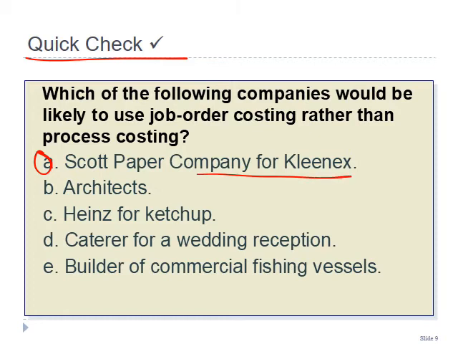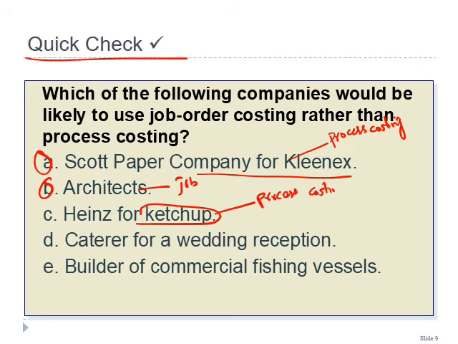it's a paper product company, and we would say that they will be using the process costing. Why? Because the product is not unique and they are just producing for clinics the same size stuff. Architects, they would be using job order costing because every architect's project is unique. Haynes Company only for ketchup division, the product is not unique, so they are using process costing.